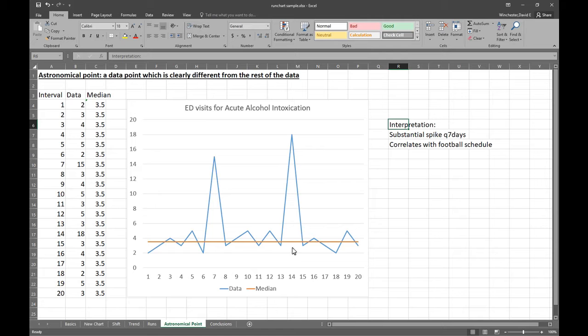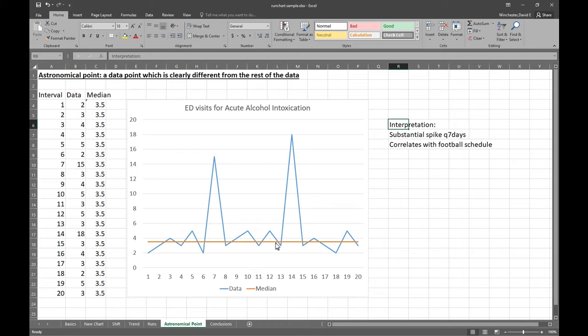And so if we look at this chart, which represents data displayed for emergency department visits for acute alcohol intoxication, we've got this median here that's 3.5, and we've got data that's bouncing around that median, and then boom, all of a sudden we have this astronomical point with 15. And then we move on for a little while, and then we've got another one up here of 18.